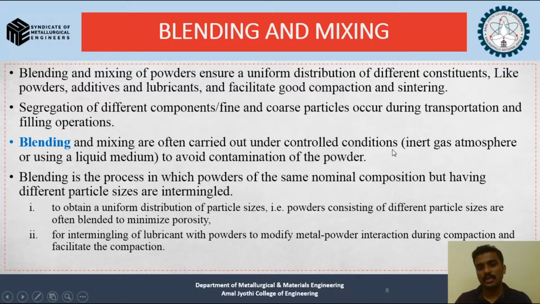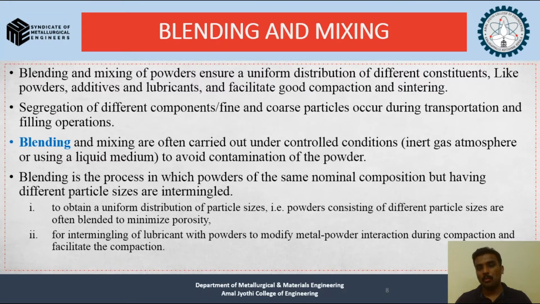Why are we going for an inert atmosphere? We have to get rid of contaminants. As we saw in the previous slide, we should make sure that our powder is of high quality and avoid contamination of the powder, and this is carried out in an inert atmosphere. So we have two points here. To obtain a uniform distribution of particle size, powders consisting of different particle sizes are often blended to minimize porosity. And for intermingling of lubricants with powder, to modify metal powder interaction during compaction and facilitate the compaction process.